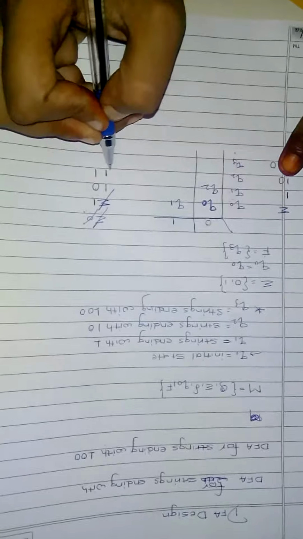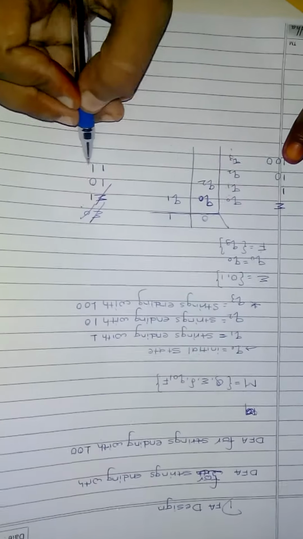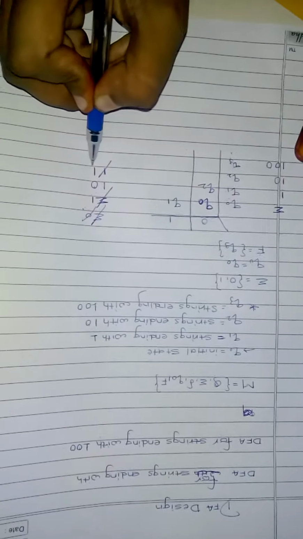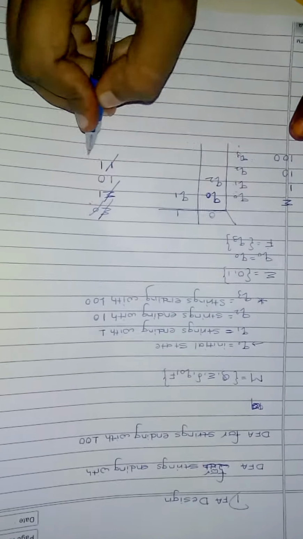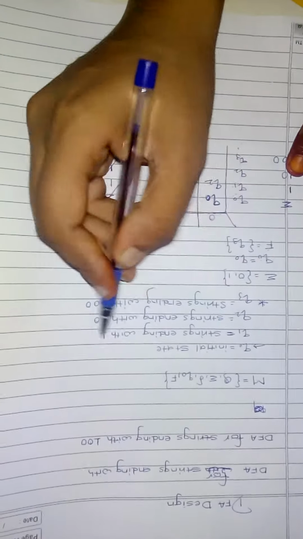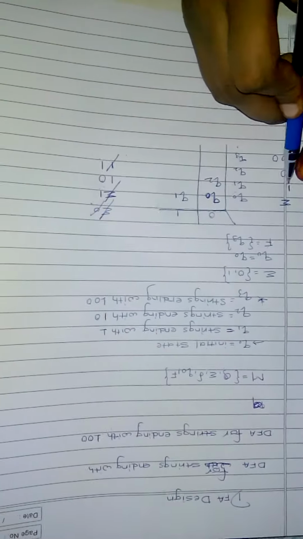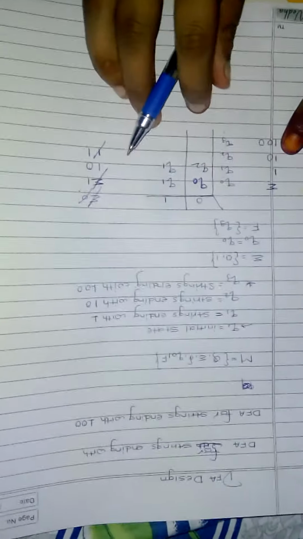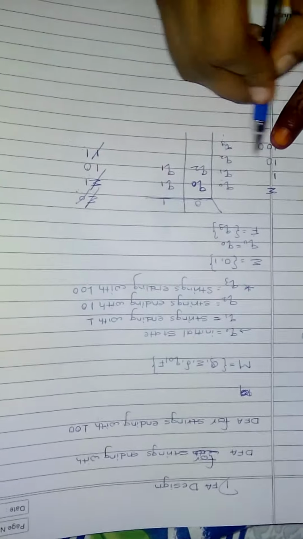1 1, is it present? No, so we are going to get 1. Now 1 is present here. Yes, so I'm going to write here: the string ends with 1 at q1 itself. So I'm going to write here q1, and after this we'll check for q2.